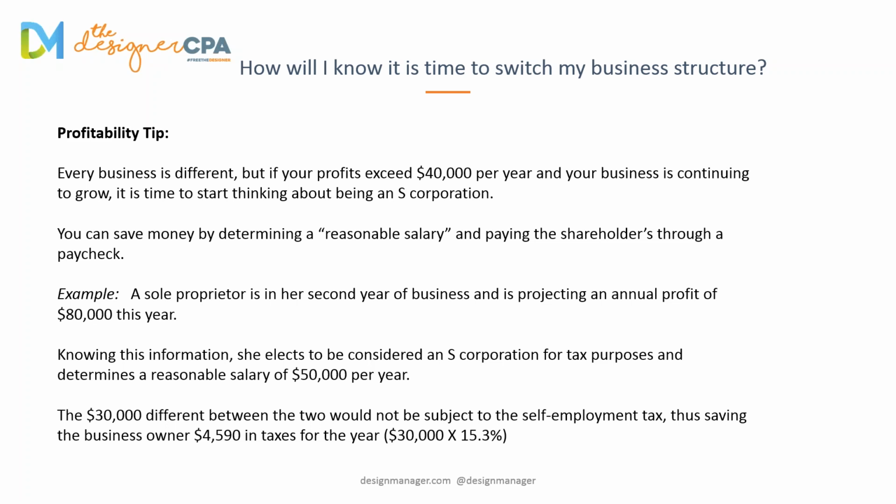When you're looking at that report in Design Manager and the bottom number is 40,000 or higher, then you need to start to look at talking to a professional about becoming an S corporation. So you can save money by determining what's called a reasonable salary and paying the shareholder through a paycheck.